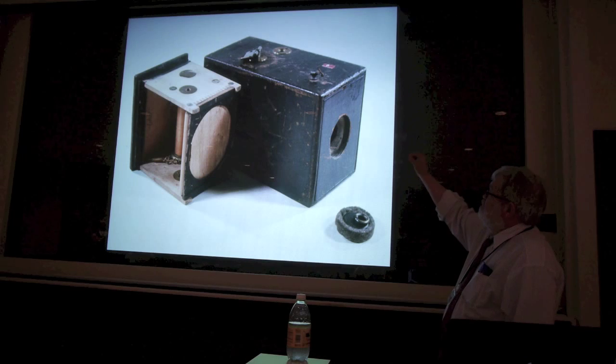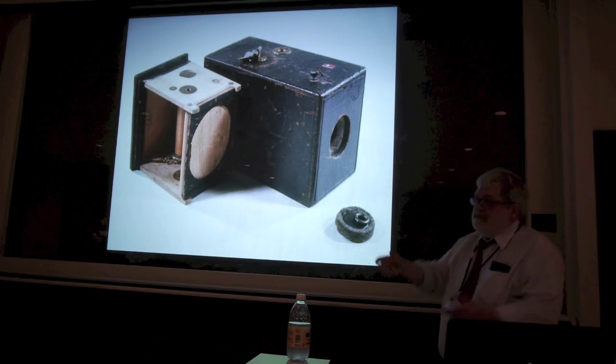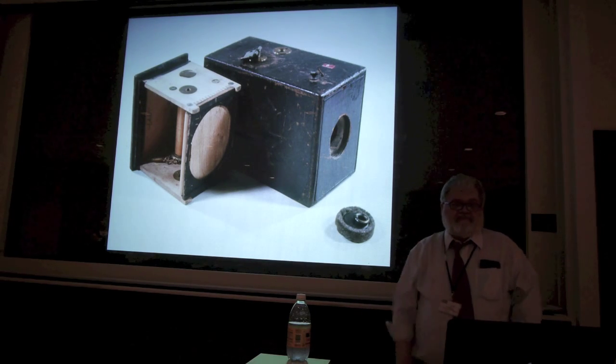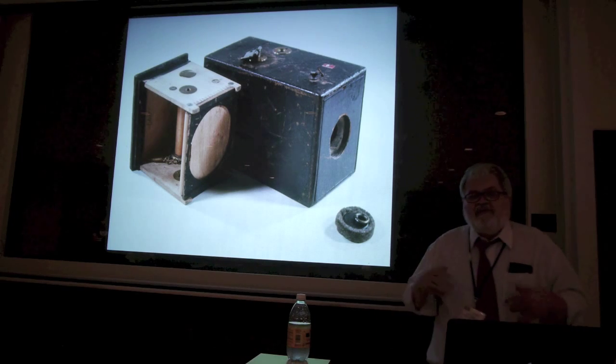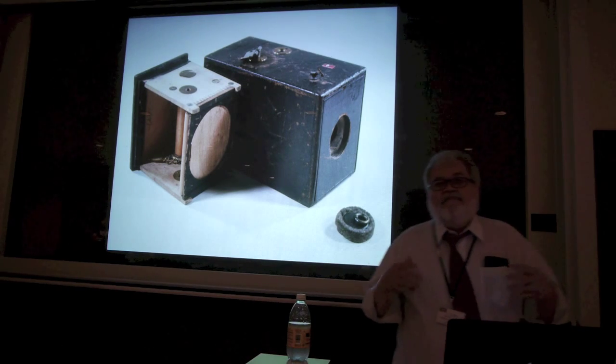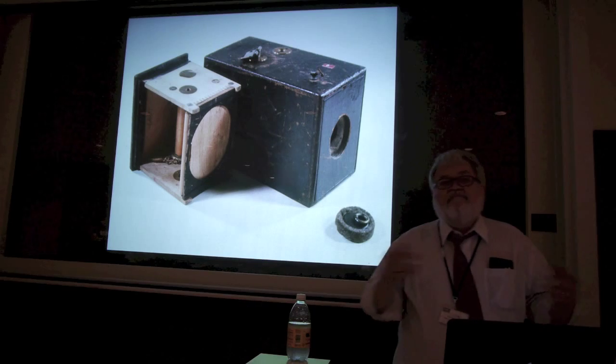All you had to do was pull the string at the top, aim it at what you want to take a picture of, and press the button. And then you mailed the whole camera back to Kodak. They processed your film, reloaded it, and sent it back to you.